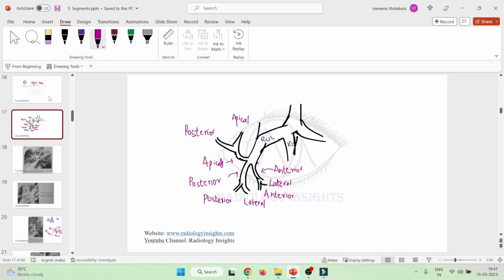Take home message out of all these: even if you remember any of these or not, one thing that you have to remember is that the right upper lobe bronchus is divided into three segmental bronchi. They are apical, posterior and anterior. The apical segmental bronchus is divided into apical and posterior subsegmental bronchi. The posterior segmental bronchus is divided into posterior and lateral subsegmental bronchi. The anterior segmental bronchus is again divided into lateral and anterior subsegmental bronchi. Thank you.